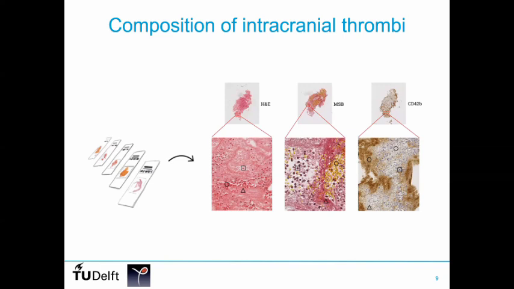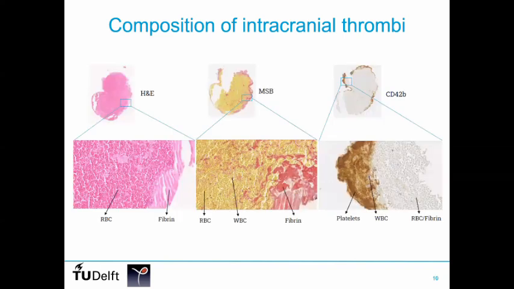So what do we get from these stainings? Again, an example. For the MSB, for instance, because I'm going to use that most frequently here, the yellow parts are the red blood cells. You can see some nucleated cells that are white blood cells. The pinkish stuff is fibrin and platelets. And by combining these 2, we can make a separation between the fibrin and the platelet content in a single cross-section.